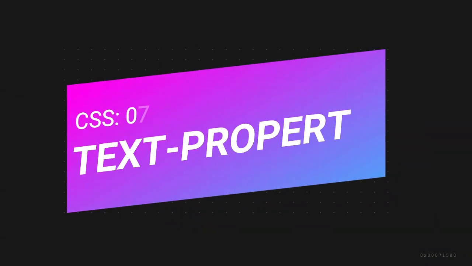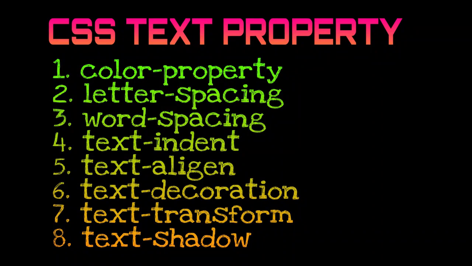In this video we are going to learn about the CSS text property. We have divided the CSS text property into 8 sections. The first one is the color property, the second one is letter spacing, the third is word spacing, the fourth is text indent, the fifth is text align, text decoration is sixth, the seventh is text transform, and the eighth is text shadow. We will go through all of these properties practically.